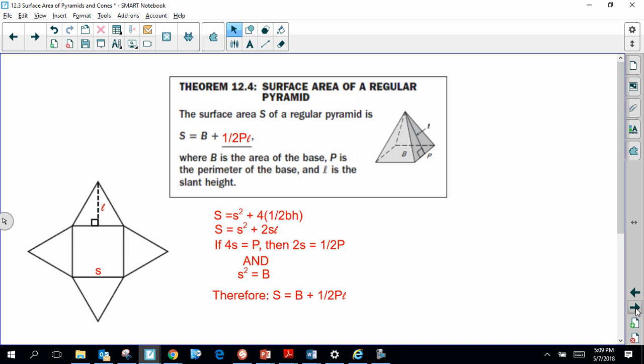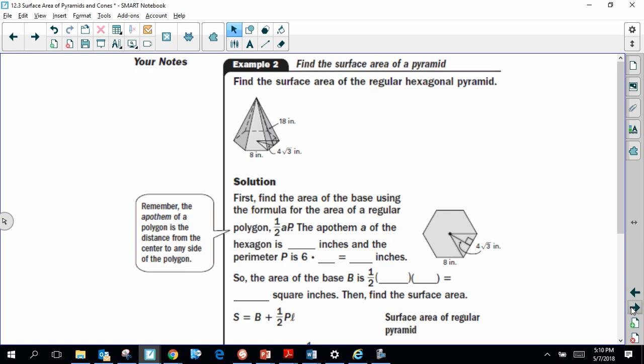Well, 2S is half of the overall perimeter, because the perimeter of the base is 4S. So 2S is half of that. So that's where the 1/2 P comes from. And of course, the capital B is just the area of whatever the base happens to be. So that's how we wind up with the surface area equal to the base plus half of the perimeter times the lateral height. Now, of course, you could always just add the 5 faces up. You could find the area of the 4 triangles and then add the square at the bottom. But we will be using the equation as we work these problems out.